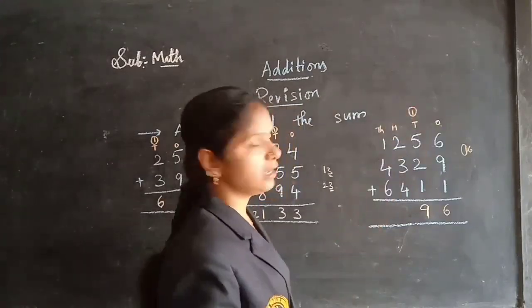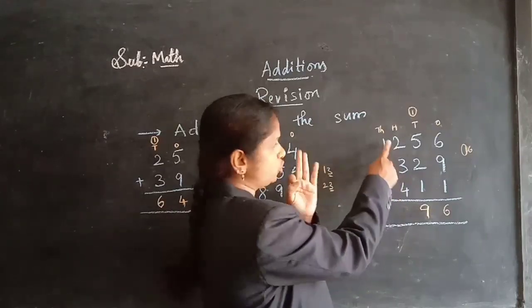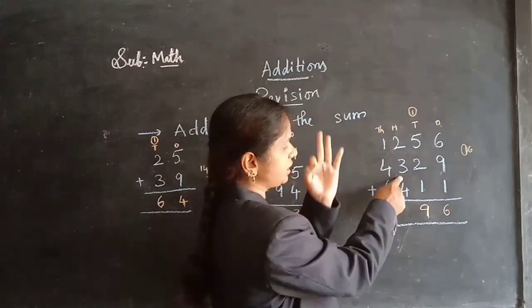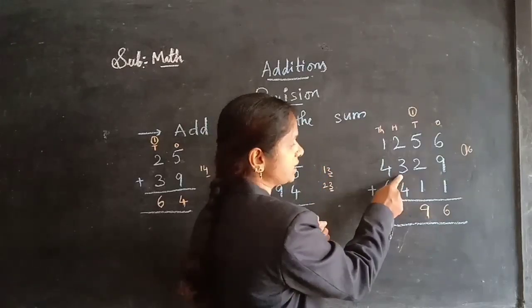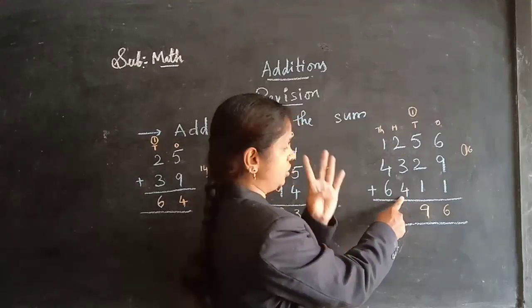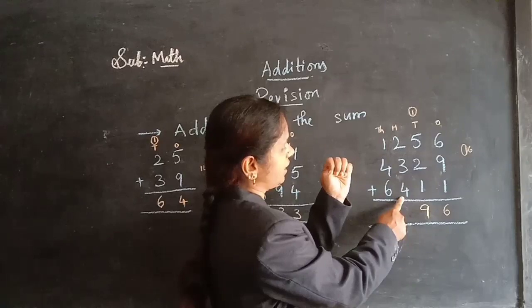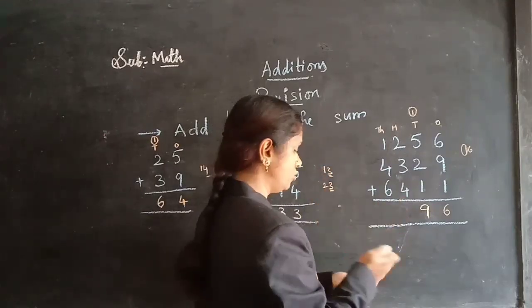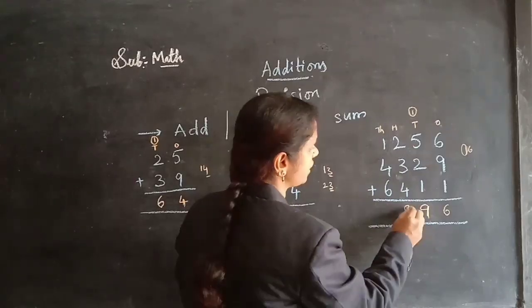Now let's add the hundreds column here. 2 after I need to add 3. 2 after 3, nothing but 3, 4, 5. So 5 I am getting here. Next, 5 after, till here 5 we got now. 5 after I need to add again 4. So 5 after 4 means 6, 7, 8, 9. So I am getting 9 here. So I am writing here 9. Here also we are not getting carry, only 1 digit we are getting.